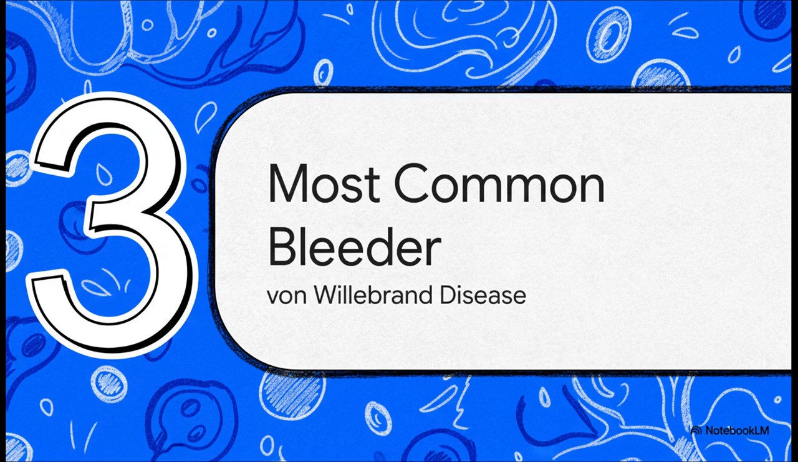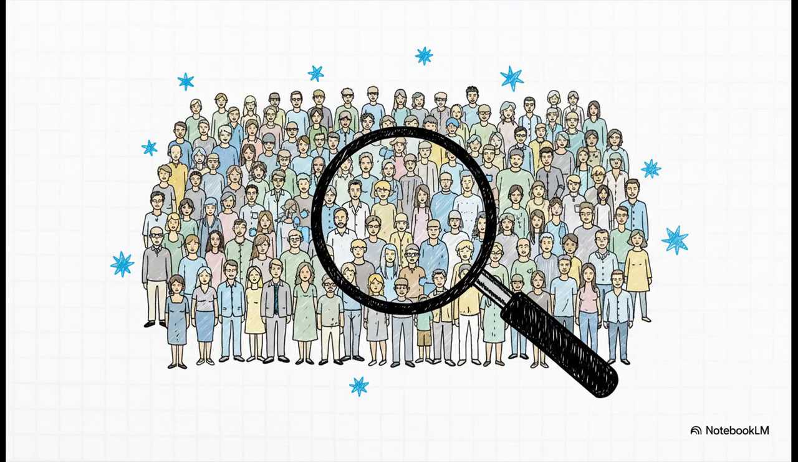Okay, hemophilia might be famous, but our next suspect is the one you are far more likely to see. Let's talk about von Willebrand disease. You know, it's easy to think of these as rare conditions, but get this. Von Willebrand disease is the single most common inherited bleeding disorder. We're talking up to 1% of the entire population. And it's so important to understand because it's totally different from hemophilia. It affects men and women, and the bleeding looks very different.